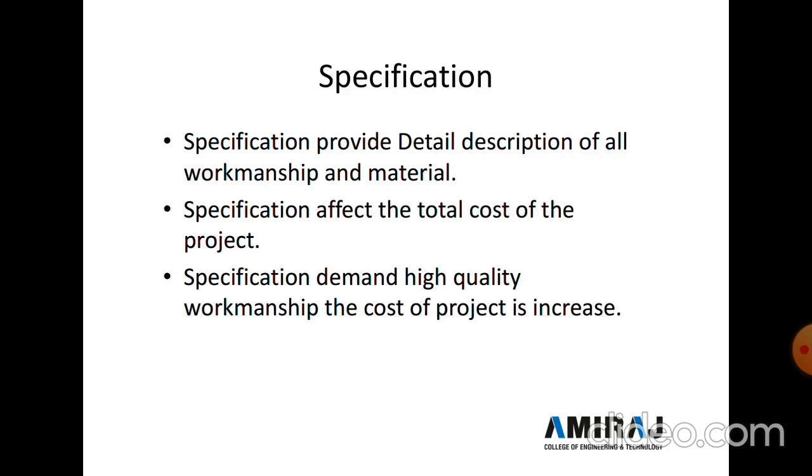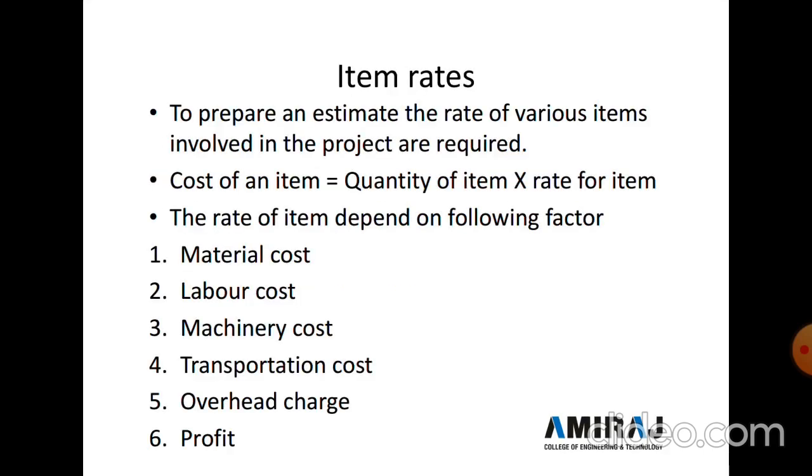Specification provides information regarding a detailed description of all the workmanship and material, and specification affects the total cost of the project. If specification demands high quality of workmanship, the cost of the project increases. Next is item rate. To prepare an estimate, the rates of various items involved in a project are required. The cost of an item is equal to the quantity of the item multiplied by the rate of the item.